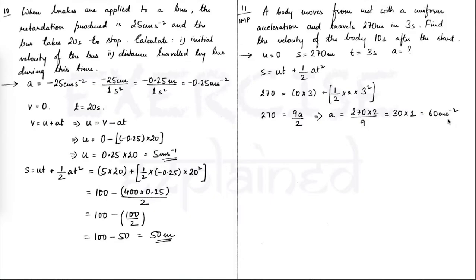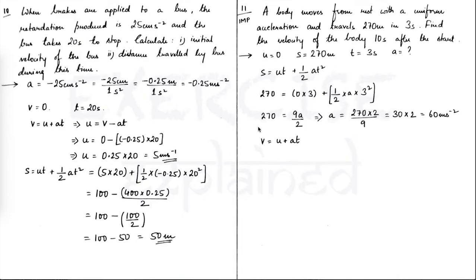Now I would be considering the second step. That means the second part of the problem, where we need to find the velocity of the body 10 seconds after the start. Initial velocity will remain the same, that happens to be 0. Acceleration, we just got it here, 60 meter per second square. Time is 10 seconds.